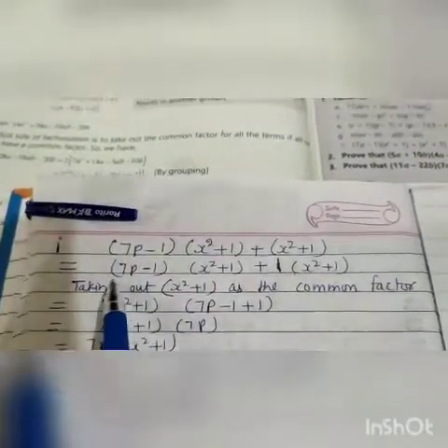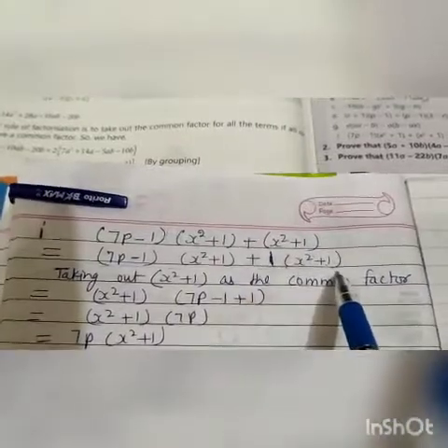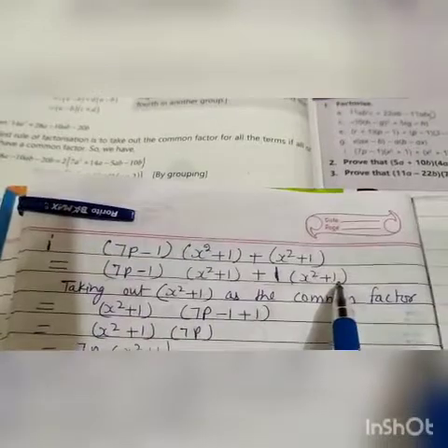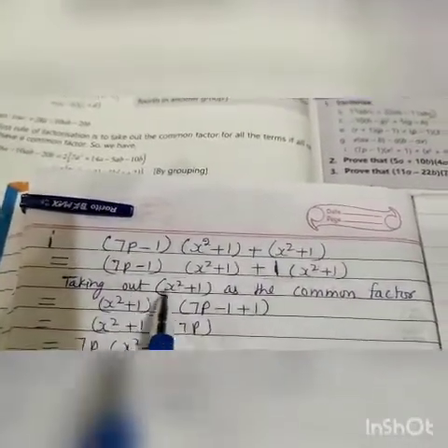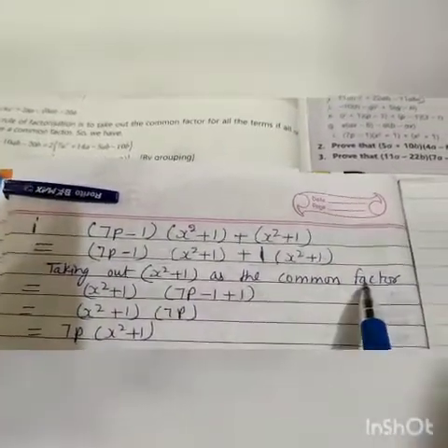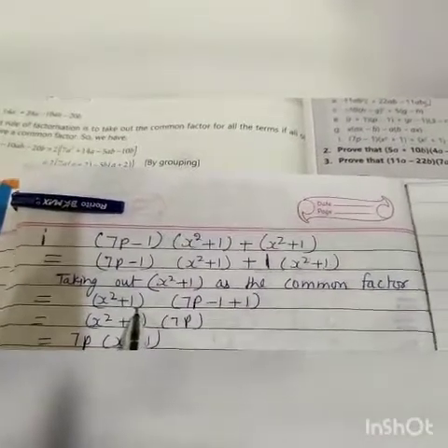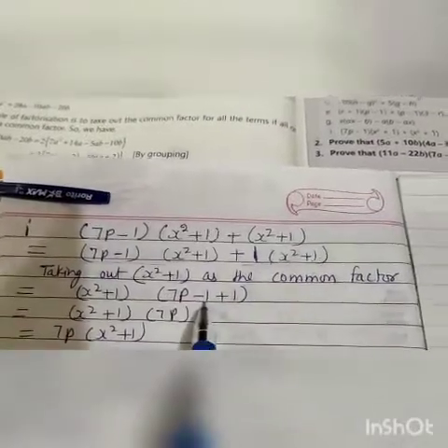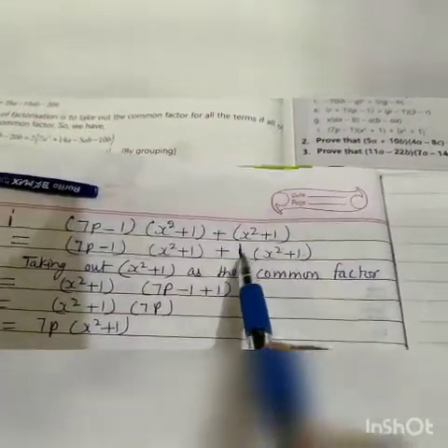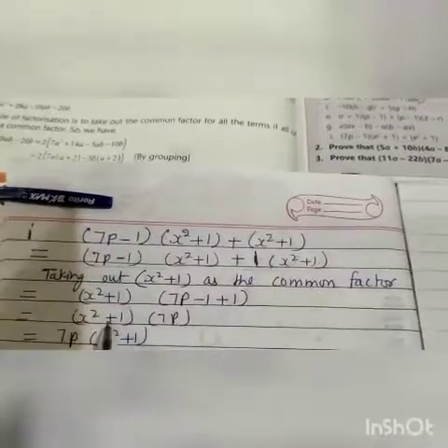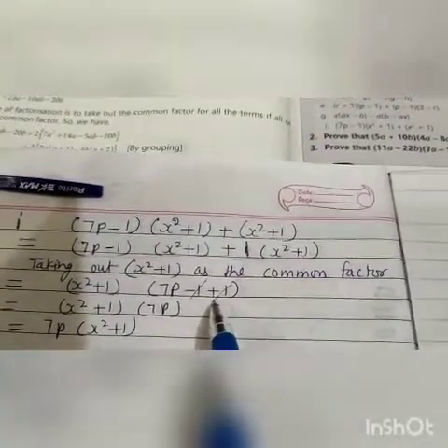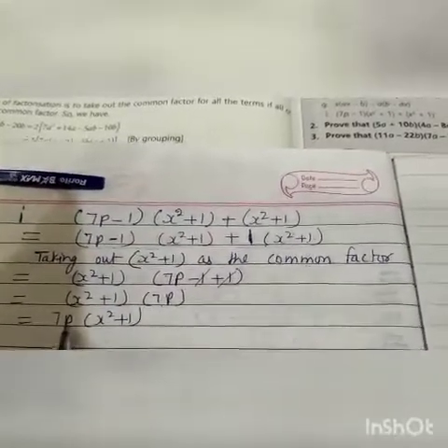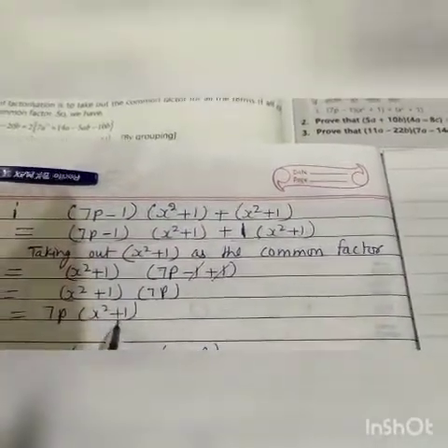So now it is the first term and it is the second term. What is the same in both the terms? X square plus 1, x square plus 1. So we will take out x square plus 1 as the common factor. What is left from the first term? It is 7p minus 1. And from the second, plus 1. Now minus 1 plus 1 is cancelled. 7p is left in the second bracket. Now we can write this 7p at the start, then x square plus 1.